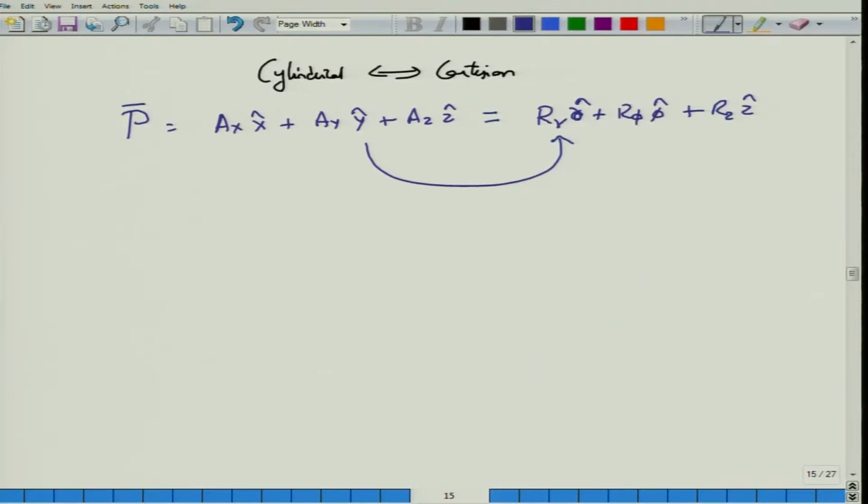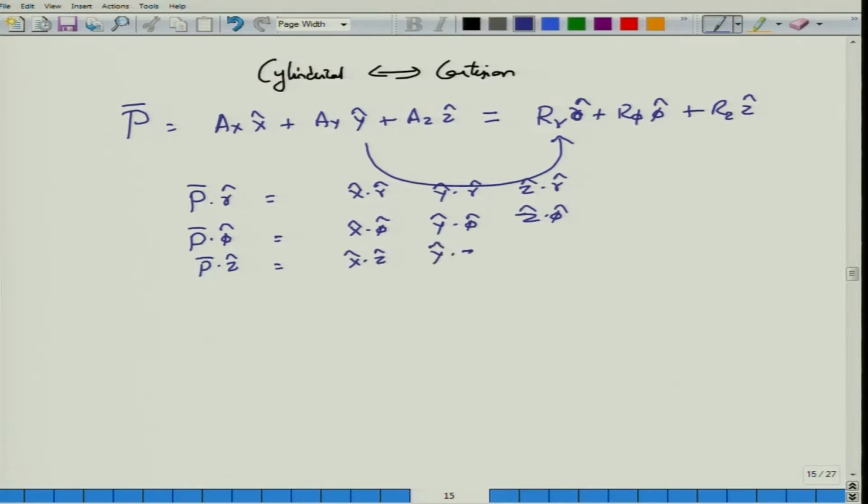Well, again I would consider these vectors p dot r, p dot phi and p dot z. When I do that, I will in between be trying to find out what is x hat dot r hat, y hat dot r hat, z hat dot r hat. Because of the dotting of phi with respect to p, I will be obtaining x hat dot phi hat, y hat dot phi hat and z hat dot phi hat, and then because of p dot z, I will have x hat dot z hat, y hat dot z hat and z hat dot z hat.